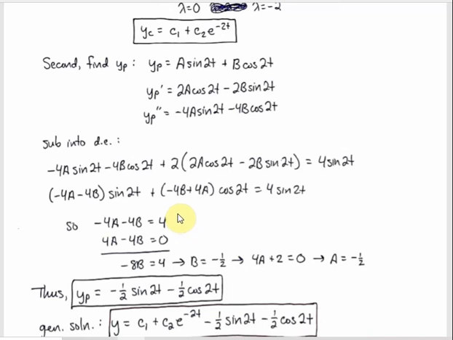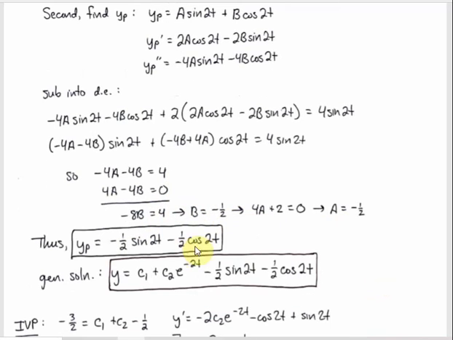And basically I just added these two together. And then -8b is equal to 4. So that means b is -1/2. But then if you back substitute into either one of these up here, I picked the second one, then you'd get 4a plus 2 equals 0. So a is also -1/2.